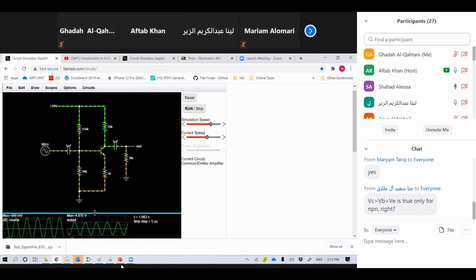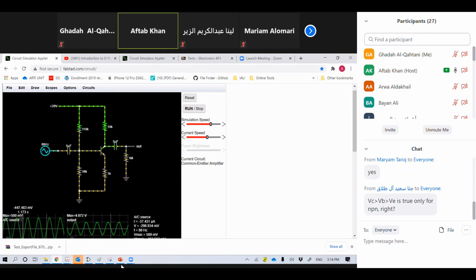So is this amplifying or not? Yes, that's amplifying. And how much factor can you say at most? 100 times at most, because the input is in millivolts, like 0.5 volts, and now we are getting almost 5 volts. So 10 times it is amplifying basically here. So this is working as an amplifier.